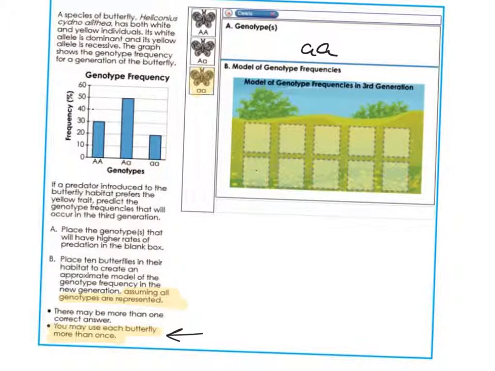The next thing says, place 10 butterflies in their habitat, create an approximate model of the genotype frequency change that would happen if, assuming that the predator is choosing the yellow butterflies more often. So each of these is 10%. This had to decrease, right? I had to bring this down. I can't bring it down by 9% because I only have one. I can only put one butterfly in a box, right? So I have to bring it down by 10%. I can't get rid of it altogether, right? Because it says, assume all genotypes are represented. So I have to put at least one little a, little a. Is that clear?